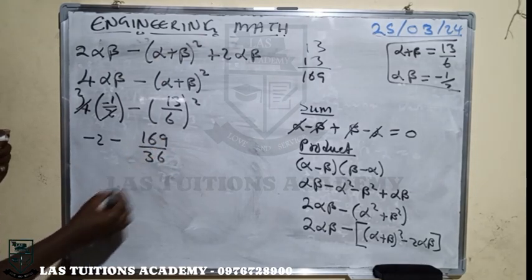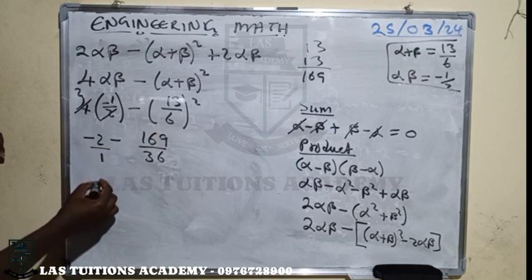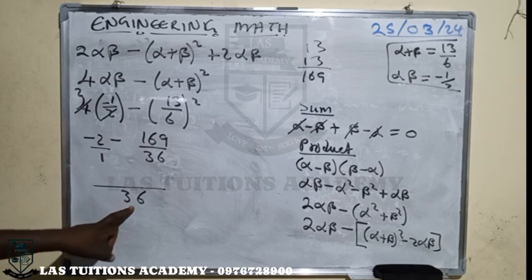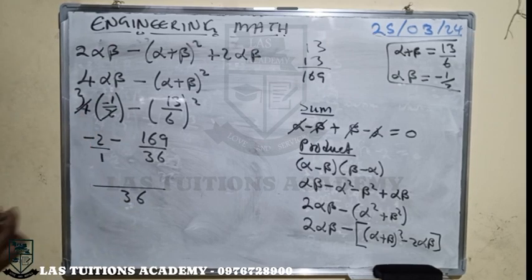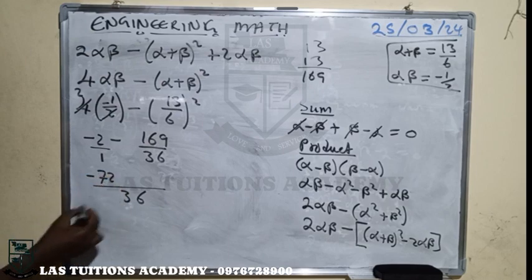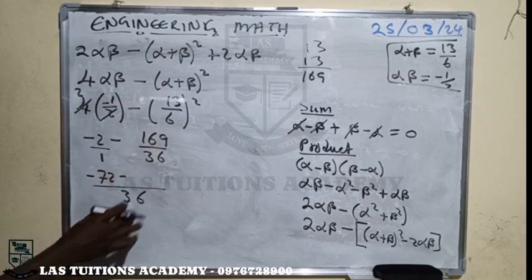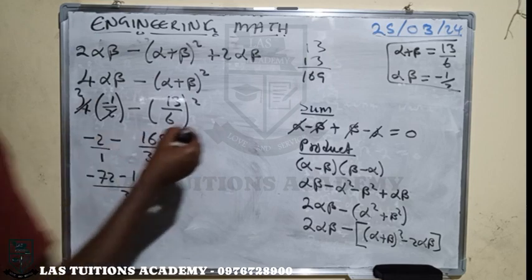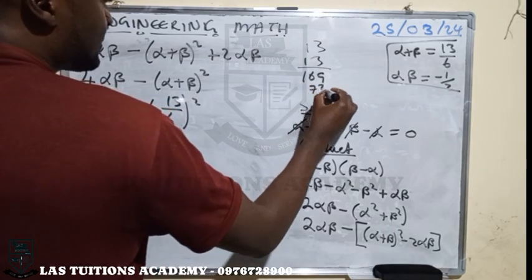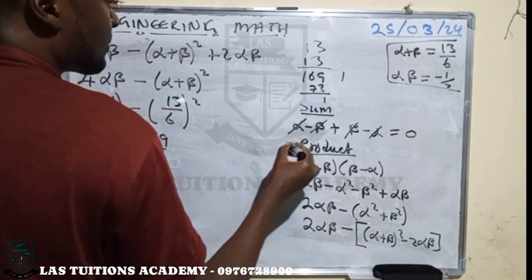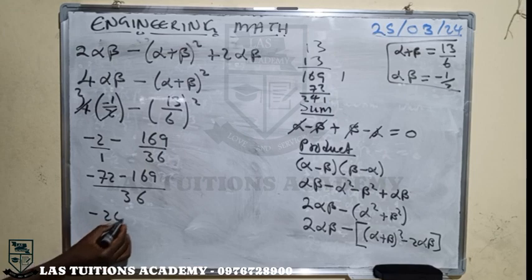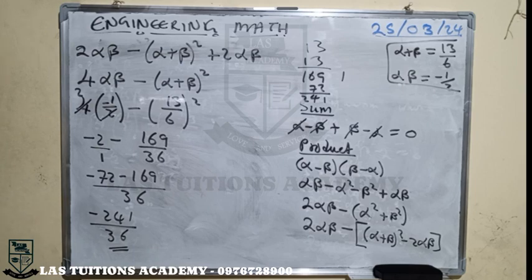So this is over 1. Common denominator 36. 1 into 36 is 36, 36 times 2 is negative 72, minus 36 into 36, 1, 1 times 169 is 169. Then what is negative 72 minus 169? Negative 241. So you get negative 241 over 36. So this is our product. Negative 241 over 36. That's our product.